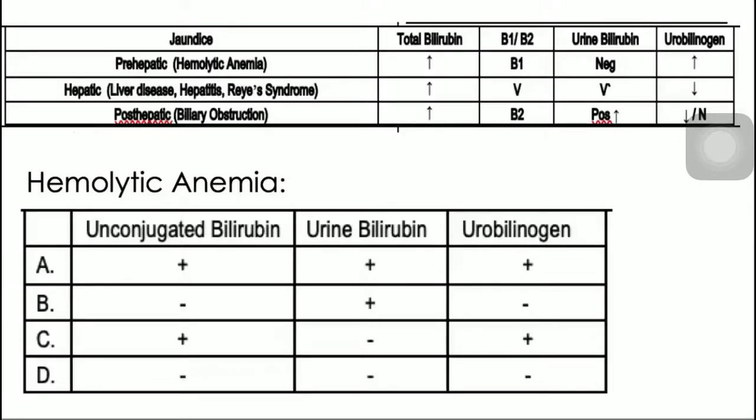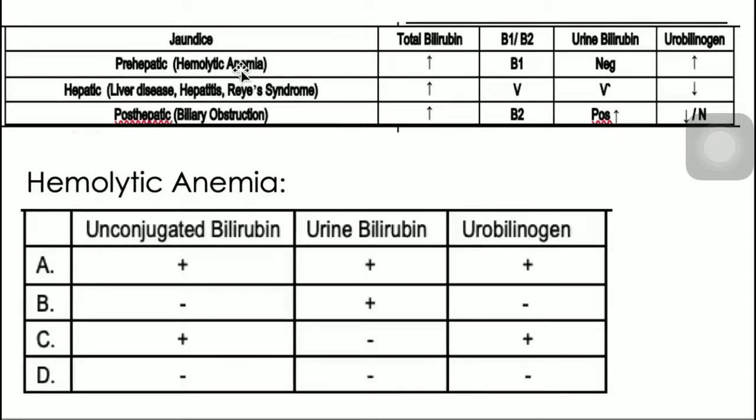So, the first, yung table po sa taas po natin, that is very essential. That is comparing pre-hepatic, hepatic from post-hepatic jaundice. Okay? So, the pre-hepatic, example po niyan is hemolytic anemia. Sa hepatic naman, we have your liver diseases, hepatitis, Reye's syndrome. Sa case naman po ng post-hepatic, we have biliary obstruction. So, tatlo po na yan, because these are all types of jaundice, mataas nga po ang bilirubin.